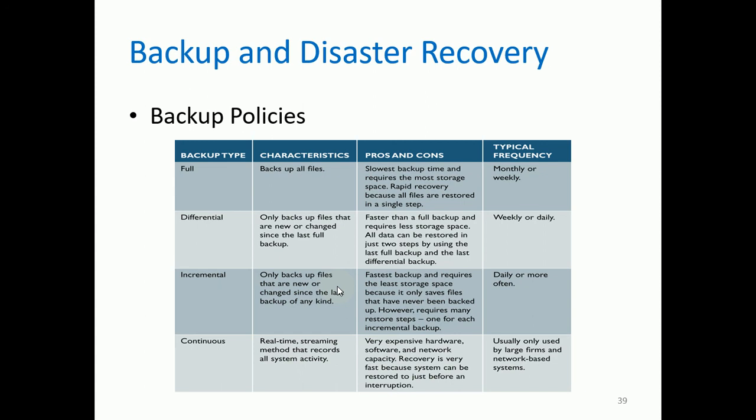And then last but not least, we have the continuous backup. The characteristic is a real-time streaming method that records all system activity. Its disadvantage is that it requires very expensive hardware, software, and network capacity. But the advantage is that recovery is very fast because the system can be restored to just before an interruption. Typical frequency: it is usually only used by large firms and network-based systems, of course, because, as it says, it is very expensive.